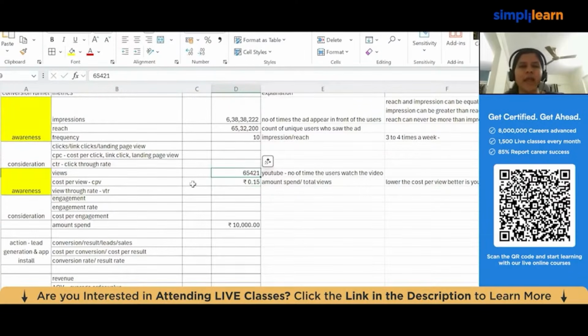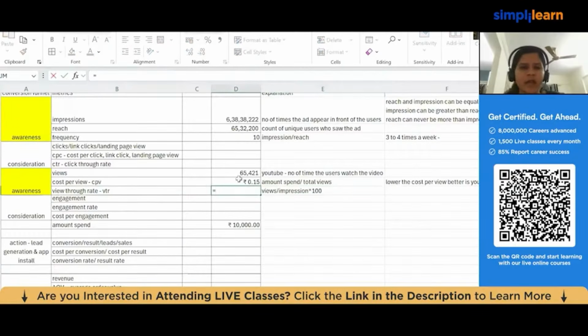Imagine you have to explain this to your client: sir, we have got, I don't know, 6 crore 38 lakh 38,222 impressions. Out of that, we have got 65,421 views. Can that person understand anything, like whether it's a good number or a bad number? No, right? So we calculate with the help of the view through rate formula. How do we calculate it? You take your views divided by your impressions, and multiply by 100, because you calculate this in a percentage format.